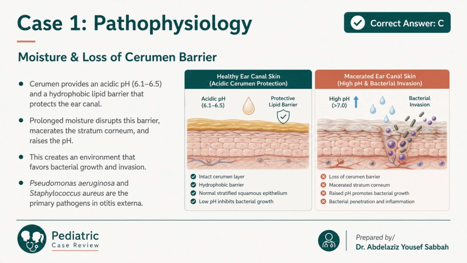The two primary pathogens are Pseudomonas aeruginosa and Staphylococcus aureus. This is why otitis externa is fundamentally a disease of the skin and not of the middle ear, and why prevention strategies focus on keeping the canal dry and acidic.